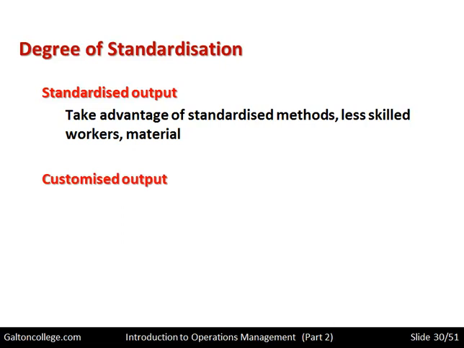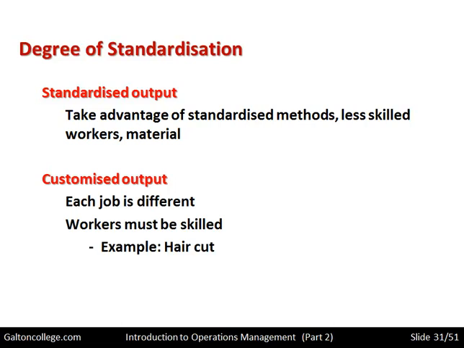Customized output is different, radically different from the standardized output. Each job is different, and the workers must be skilled. For example, having a haircut. The person who cuts hair is a skilled person. I assume not everyone can cut hair. The person who cuts hair has to be trained to do it properly. So they are skilled. It's customized. Each job is different. Each person having their haircut may want a different style of haircut and a lot of different requirements. Whereas the standardized output, all are the same.